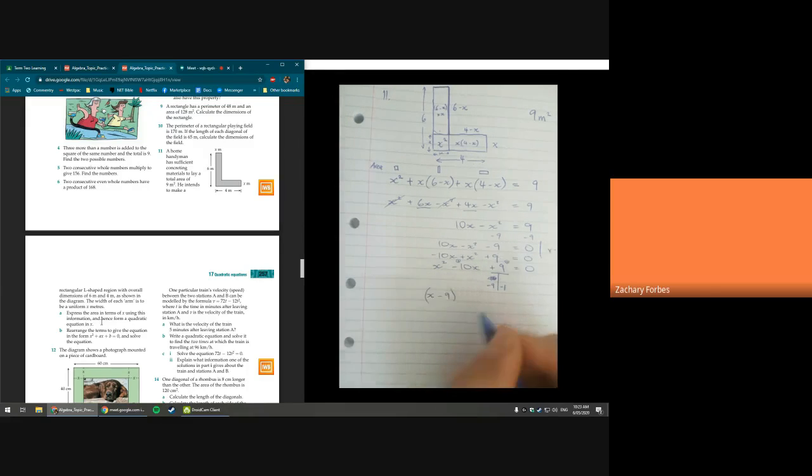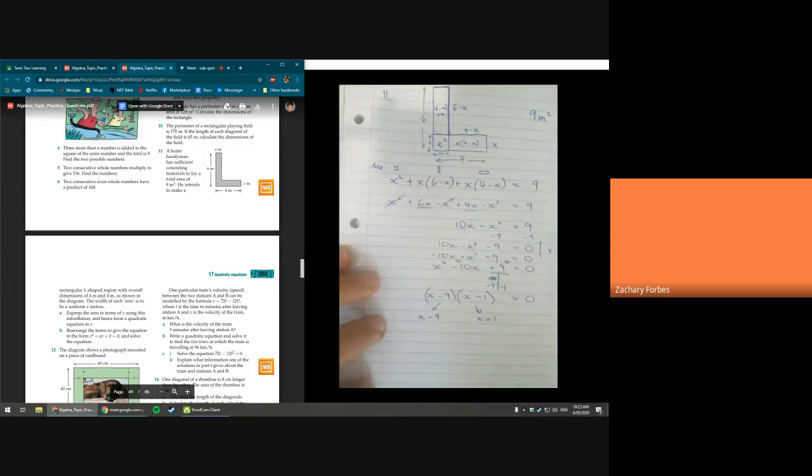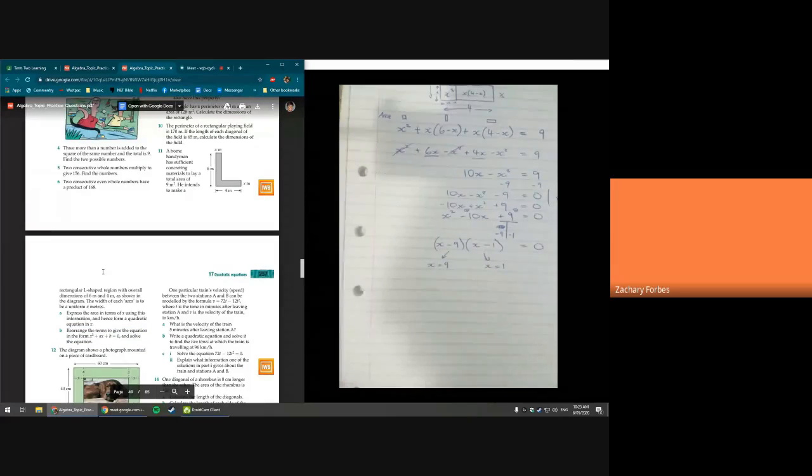I'm a little worried this isn't going to work. Let's solve that. X equals 9 is the first one, and X equals 1 is the second option. I feel like they're crazy. So there's actually two solutions to this equation now. So the question was, we've found a quadratic equation, nice. Rearrange in terms to give the equation in the form and solve the equation. So X either equals 9 meters or X equals 1 meter.